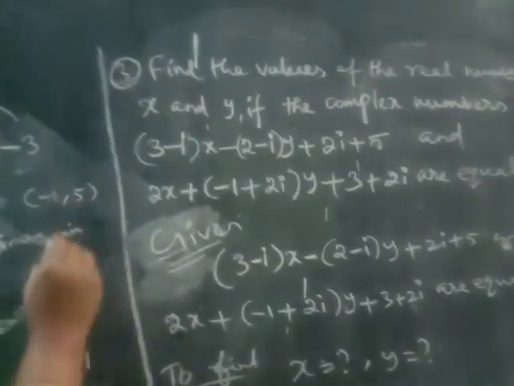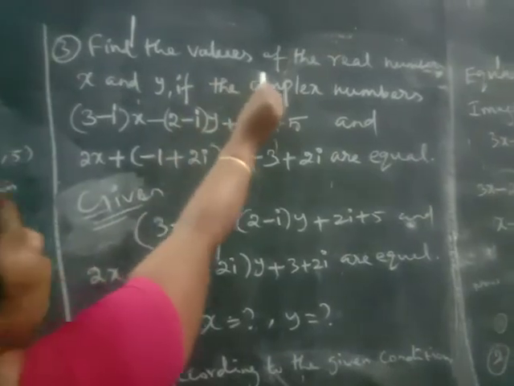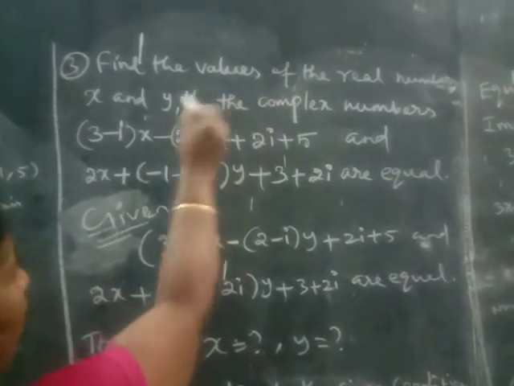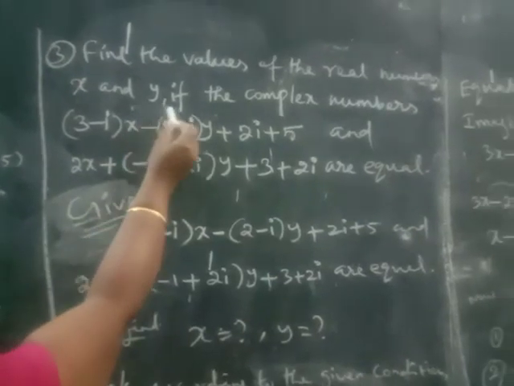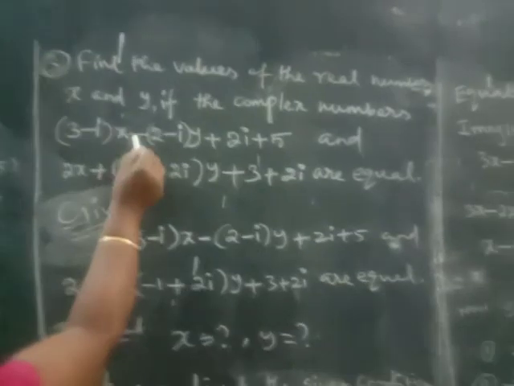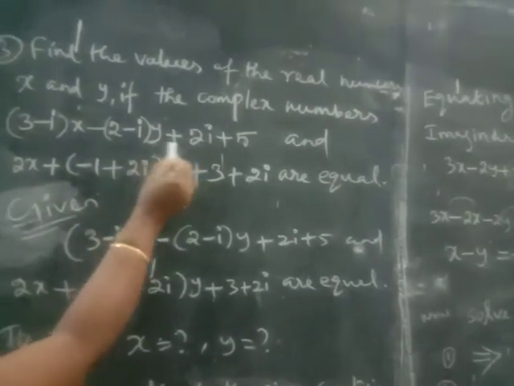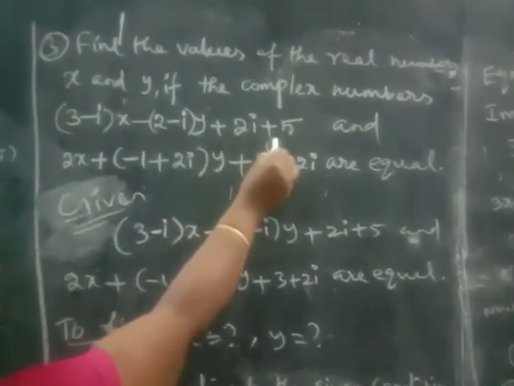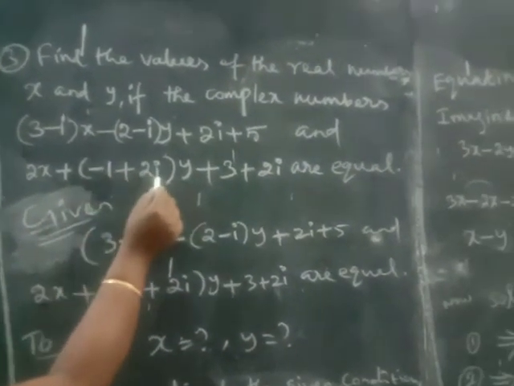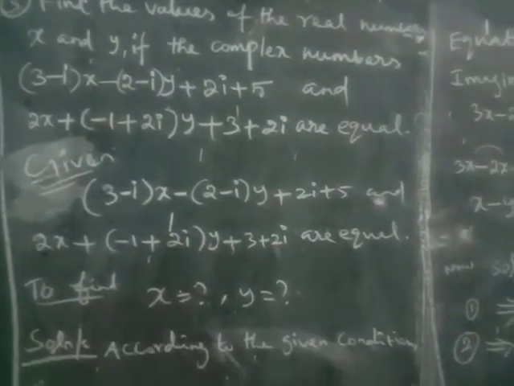Okay. Third sum. What is given in the third sum? Find the values of the real numbers x and y. If the complex numbers 3i into x minus bracket 2 minus i into y plus 2i plus 5 and 2x plus minus 1 plus 2i into y plus 3 plus 2i are equal.